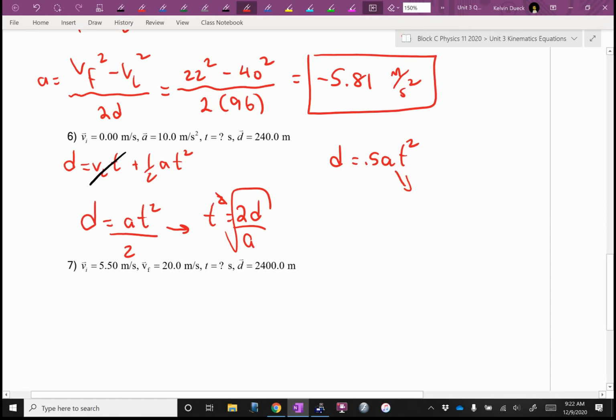Or, Mason, if you did this version, you would drop the D down like a domino. You would divide the 0.5A and you would have a T squared. How to get rid of a squared? Square root. Those are identical equations. I just like this one better because to me it looks prettier because there isn't a decimal inside of a fraction, but whatever. It's going to be 2 times 240 divided by 10.